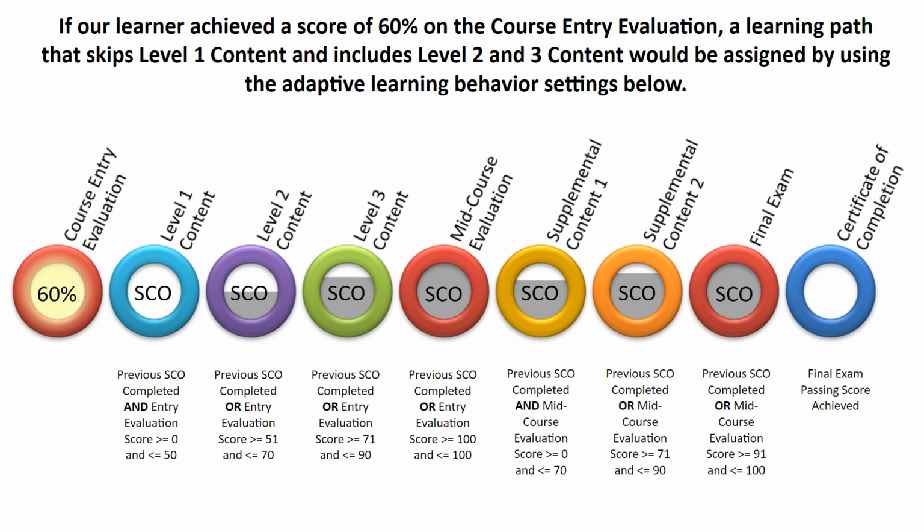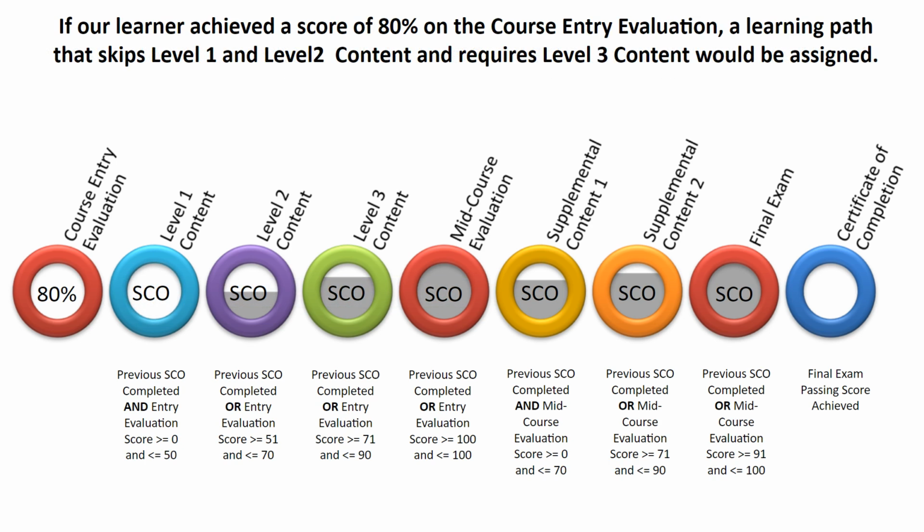If our learner achieved a score of 60% on the course entry evaluation, a learning path that skips level 1 content and includes level 2 and 3 content would be assigned. If our learner achieved a score of 80% on the course entry evaluation, a learning path that skips level 1 and level 2 content but requires level 3 content would be assigned.